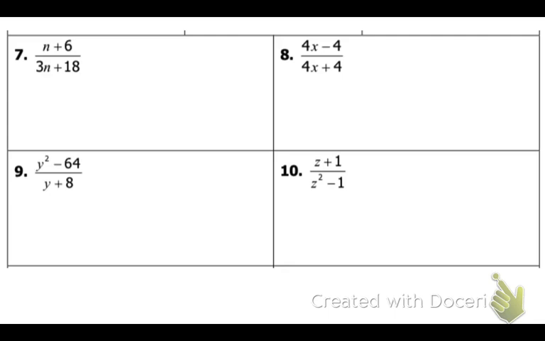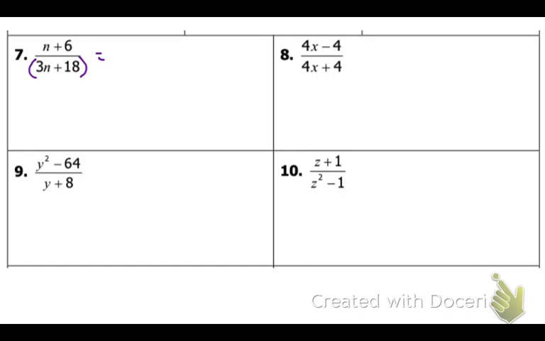Now if you look at 7 through 10, we have some binomials going on here. So n plus 6, because this is one term and then that's a second term, you have a binomial. Now if I look here, there is nothing I can factor. The n plus 6, I can't do anything there. But if you look here, you can factor something.